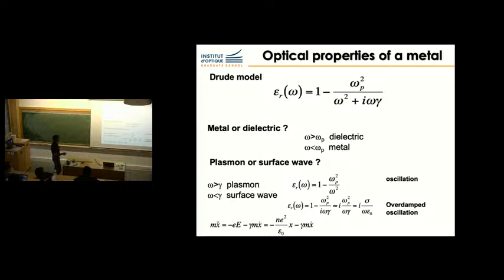If you forget the losses, you see that this epsilon is 1 minus something, and depending on whether omega is larger or smaller than omega p, you end up with a negative number or a positive number. If it's positive, it's dielectric-like. If it's negative, it's metal-like. And if it's negative, the wave cannot penetrate. Because, as you know, the refractive index n squared is epsilon, and if this is negative, then n is the square root of the modulus of epsilon r, and your refractive index would be pure imaginary, so you have a purely exponentially decaying wave. So a negative number means that the wave cannot penetrate, and this imaginary part of the refractive index gives you the skin depth, essentially.